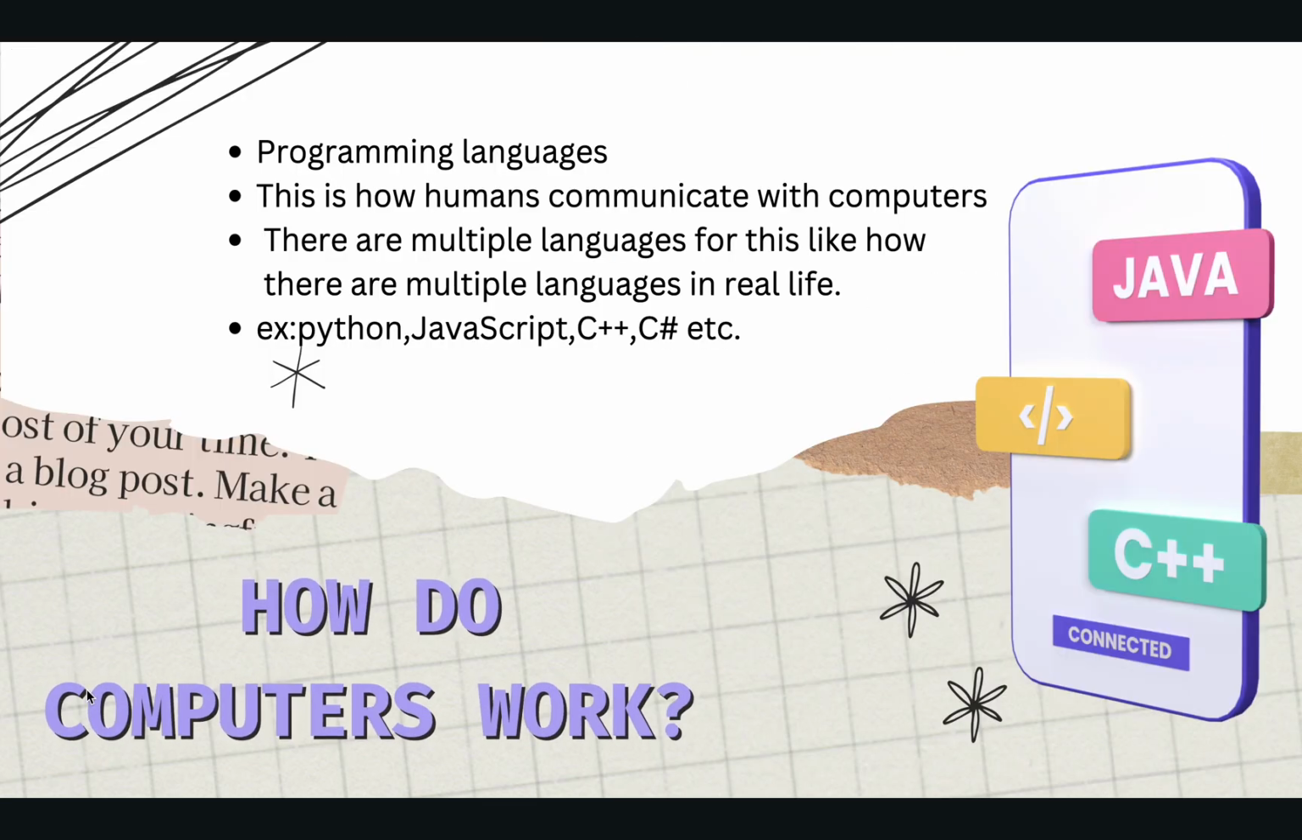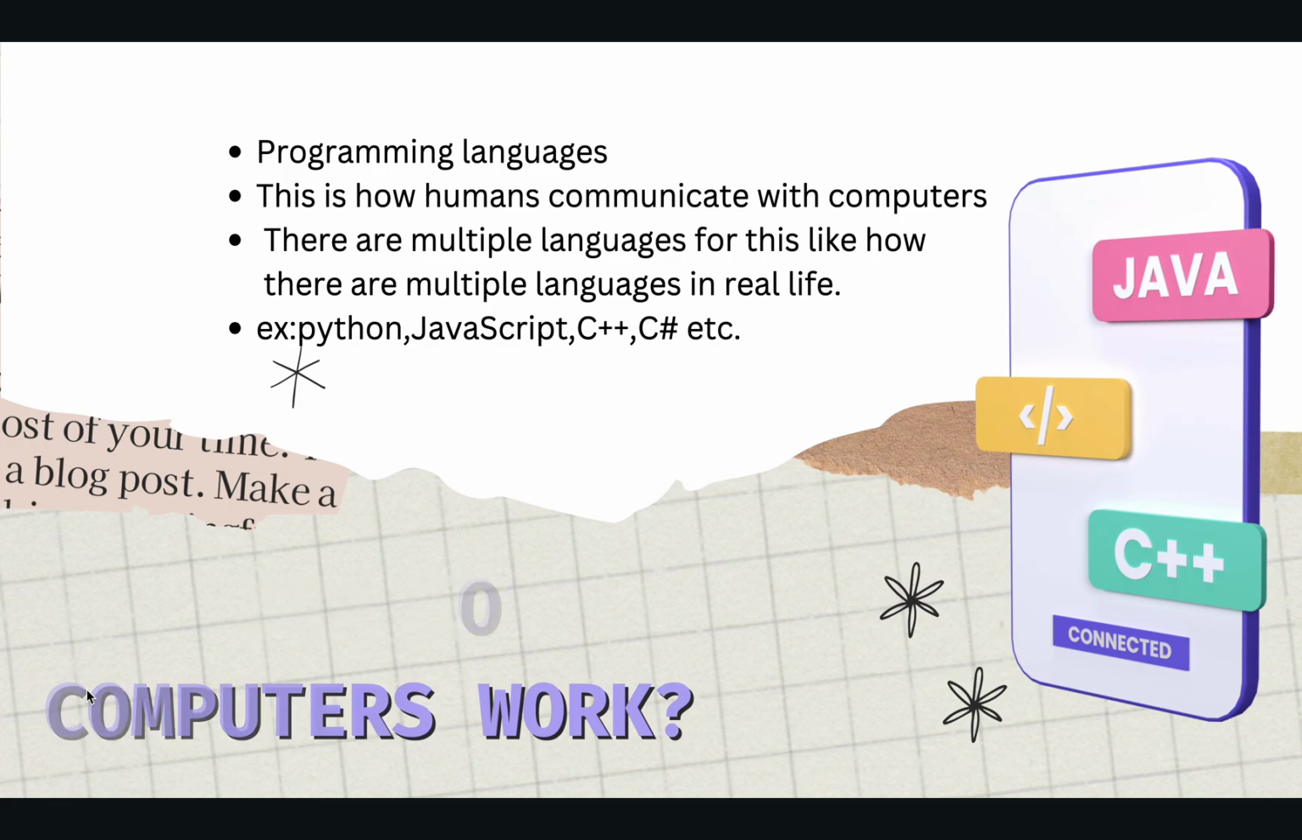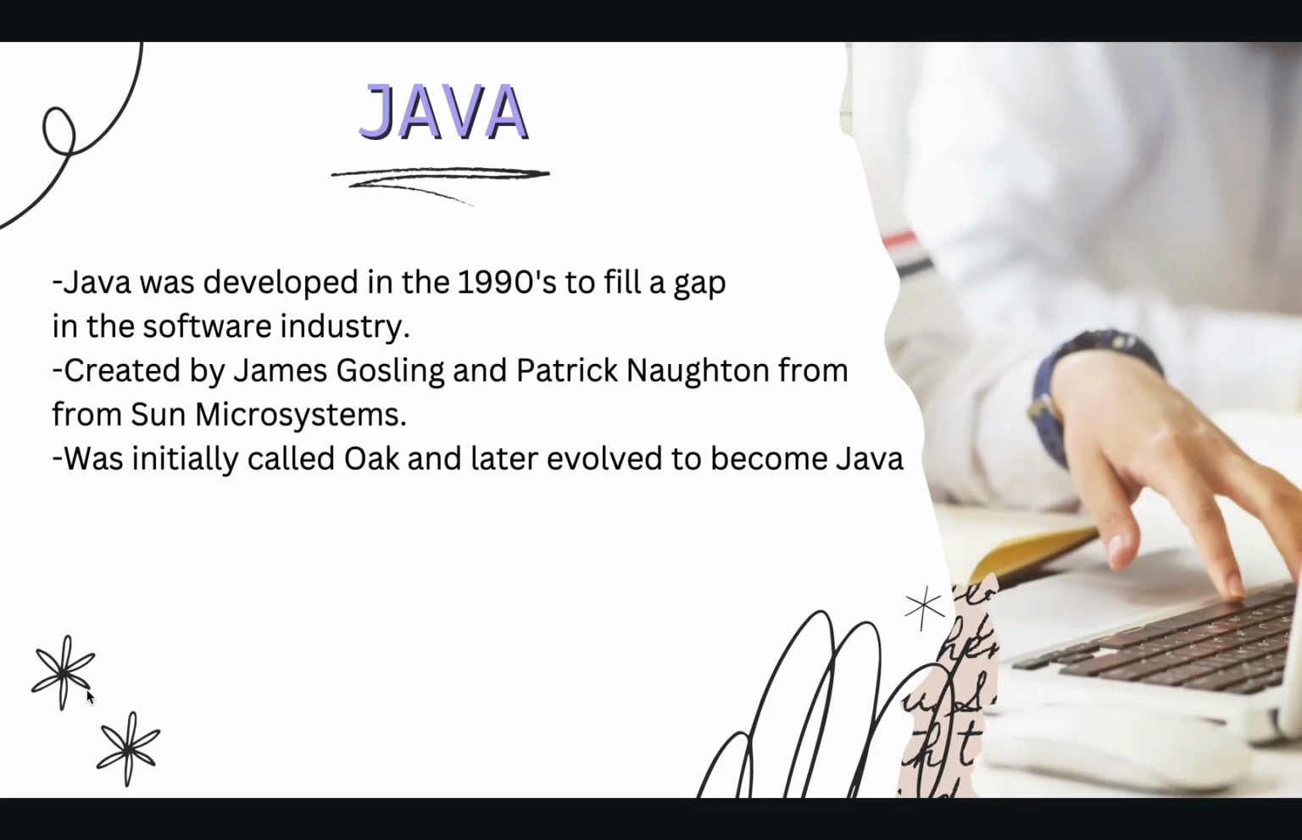So, how do computers work? Just like how humans interact with each other in different languages like English, Spanish, or French, humans communicate with laptops and computers or phones through programming languages. There are many programming languages like Python, JavaScript, C, and C Sharp. But today we will be talking about Java.